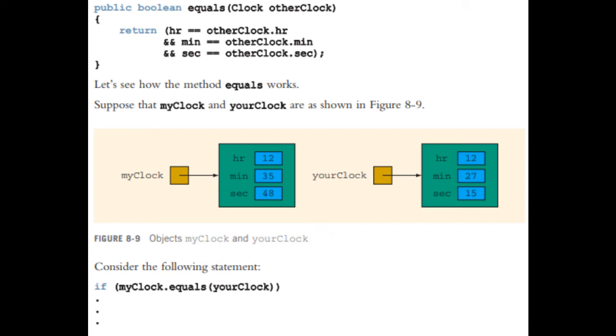The method equals has the following definition. Public boolean equals(Clock otherClock). Return hr equals otherClock.hr, and min equals otherClock.min, and sec equals otherClock.sec. Let's see how the method equals works. Suppose that myClock and yourClock are shown in figure 8-9.